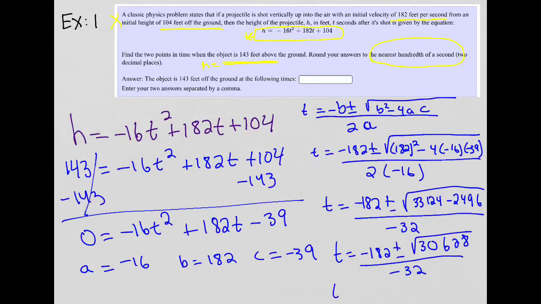So t is going to equal two numbers, one positive, one negative. When I take the square root of 30,628, I get a very big decimal, 175.008557166 and so on. And then this is all divided by negative 32.